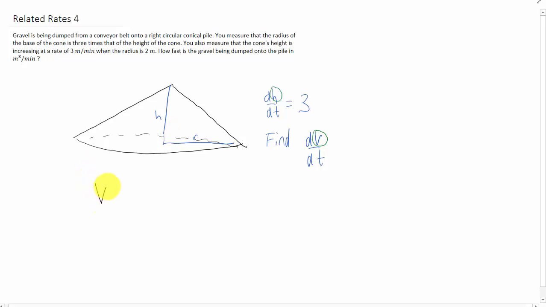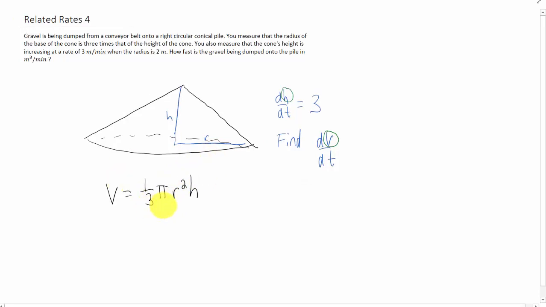All right, we know that the volume of a cone is 1/3 pi r squared h. It's 1/3 the volume of a cylinder, I suppose. And both the height and the radius are changing with respect to time, so this derivative is going to be fairly complicated. If we want to take a derivative of both sides of this equation, you'll notice on the right side here, we have a function of time here, and we have a function of time here. So when we take a derivative with respect to t, we're going to need to use the product rule.